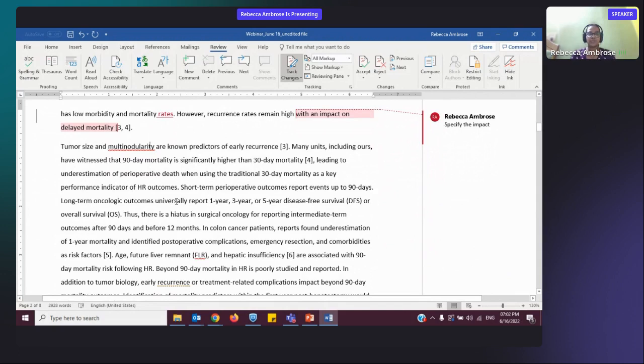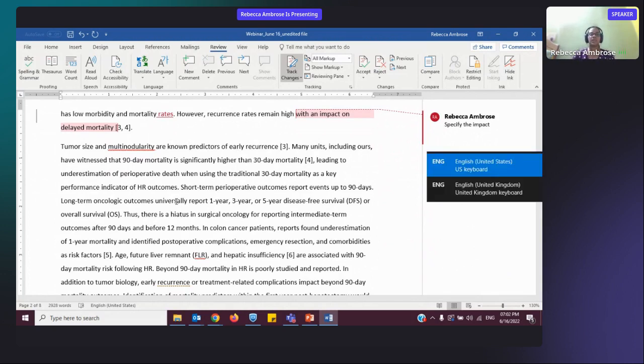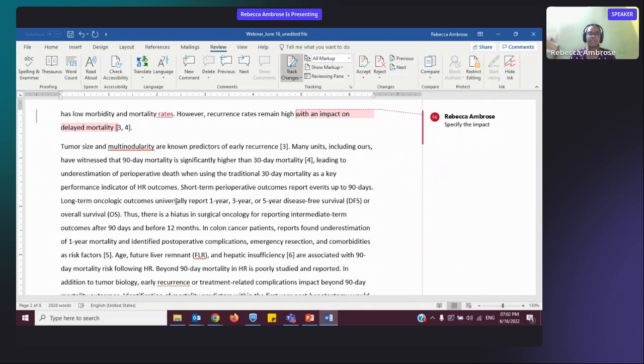And we have tumor size and multinodularity are known predictors of early recurrence. Now, this sentence by itself is fine. If you are looking to reduce the word count, you can say tumor size and multinodularity are predictors of early recurrence. Now, this is already published, so it's fine to say this in the present tense: are predictors of early recurrence. You can also say known to be predictors of early recurrence. All of them are fine.